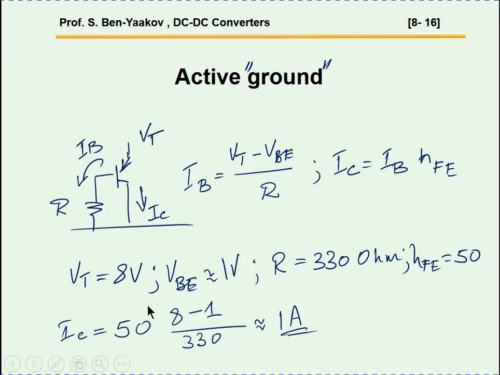So let's take an example. Suppose VT is 8 volts, VBE approximately 1 volt, total R is 330 ohms, HFE 50, and as you can see, we can reach, say, 1 amp current flowing in here and very quickly discharging the capacitance of the gate. So this will be an active sort of grounding procedure. By the way, when you look at here, you actually see a diode when the transistor is in the saturation condition.